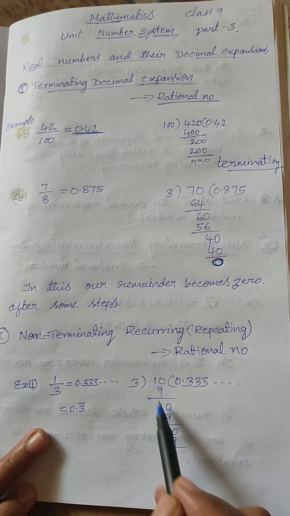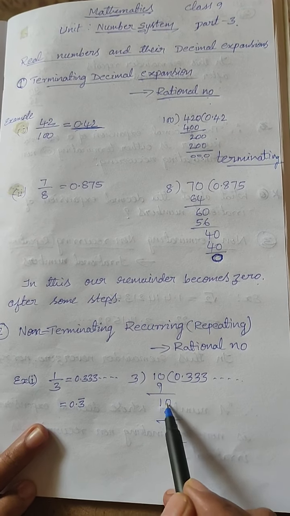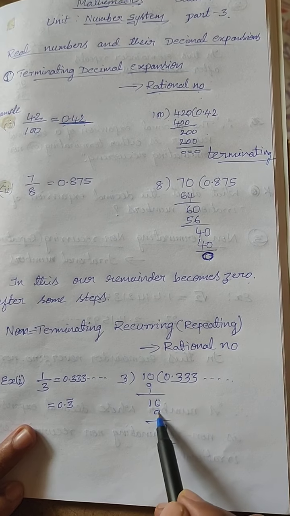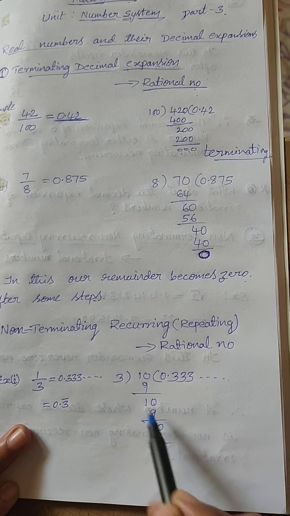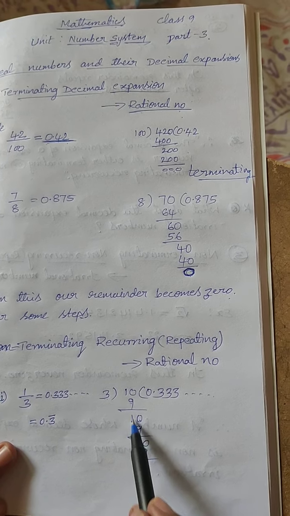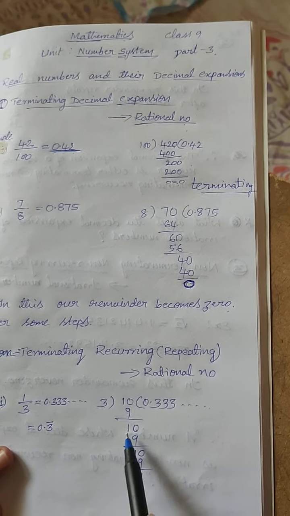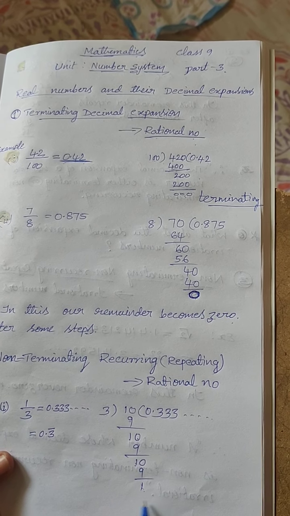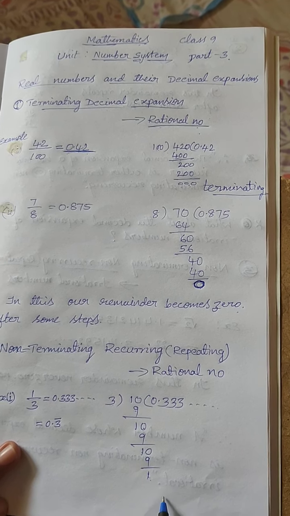Once again 1 is less than 3. You take another 0 here. So once again it becomes 10. Divide by 3. 3 threes are 9. In the same way, the remainder is 1, 1, 1, 1. So here the remainder repeats. The same number will repeat, but it never ends with 0. Here the remainder is not 0.